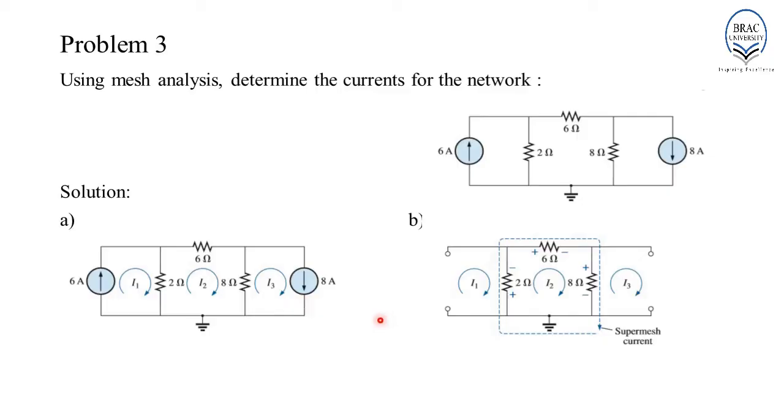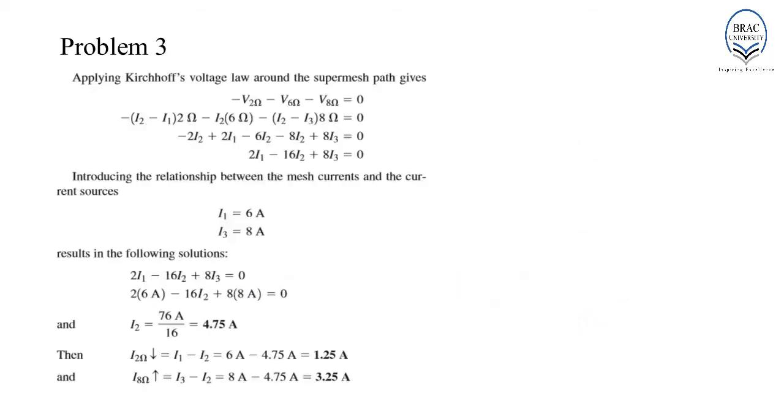Now, we have already determined 2 among 3 unknown variables. So, we only apply Kirchhoff's voltage law, KVL, in loop 2. On solving this linear equation, we can easily determine the current I2. So, the current I1 will be equal to 6 ampere, current I3 will be equal to 8 ampere and current I2 will be equal to 4.75 ampere.